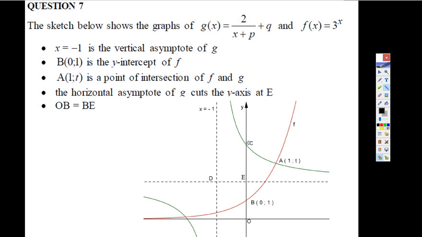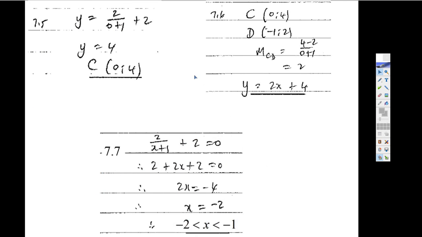Well, if you want to figure out the equation of the line going right through C and right through D like that, you're going to need the gradient. We're going to need this rise over run. So all you do is put the points 0 and 4 and minus 1 and 2 in the gradient formula and get the gradient. You've got the y-intercept, which is 4. That means you've got enough to write the equation of the line.